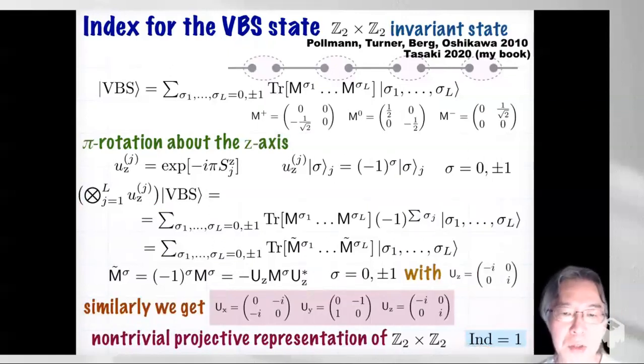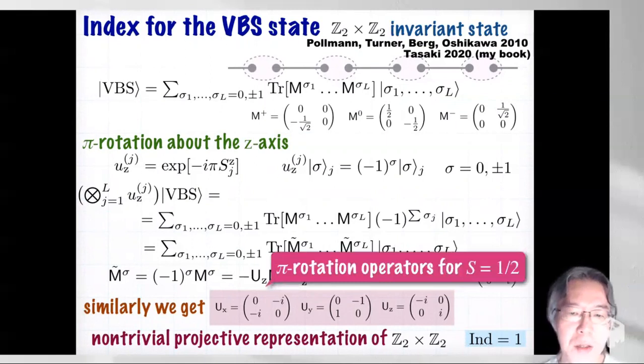By the way, probably you have noticed that these operators are precisely the pi rotation operators for spin 1/2. Very interestingly, we are treating a state of a spin 1 chain, but here this U that describes the transformation property of the edge is precisely the pi rotations for spin 1/2. But it's consistent with our picture that there appear edge degrees of freedom which have spin 1/2.